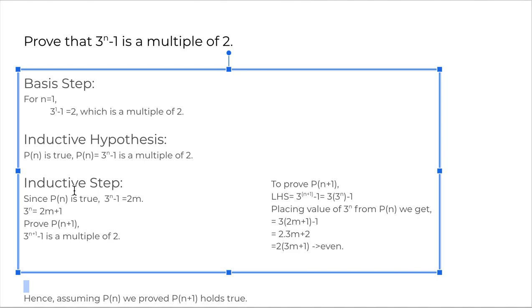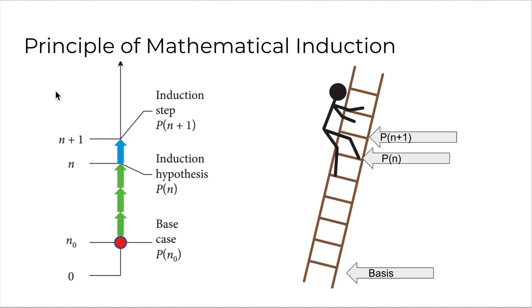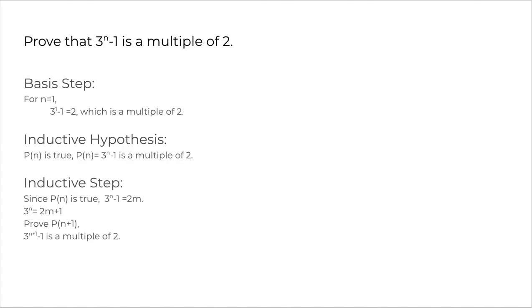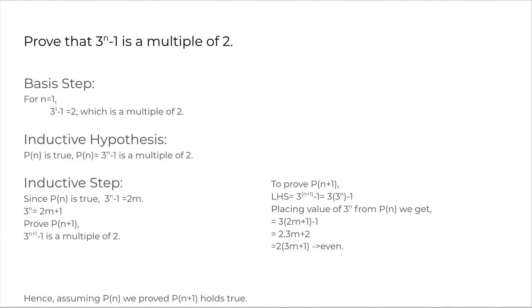Let's go over this once again, and I'll look back at the example we had right here. If you first prove that the base case holds true for some n0, then you assume that P of n holds true, and you prove for P of n plus 1. So let's go to our solution again. The basic step was for n equal to 1. You just put the value of n to be 1, and you see if the proposition holds true. That is 3 raised to 1 minus 1, that is 2, is a multiple of 2 itself.